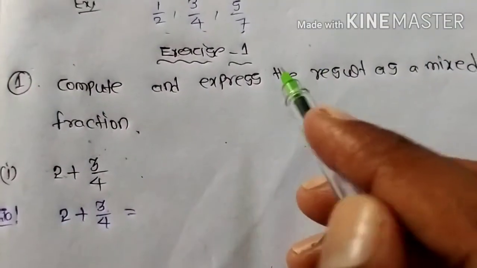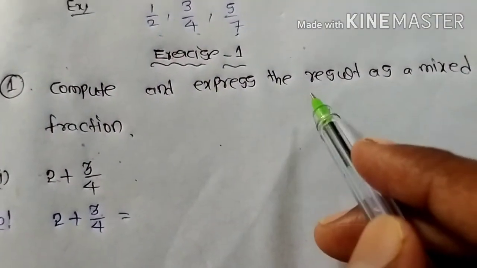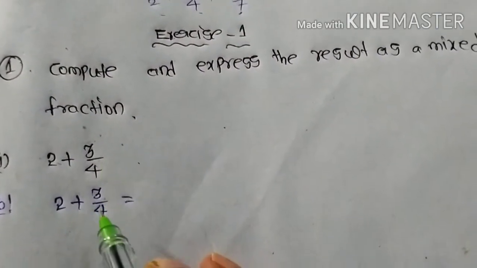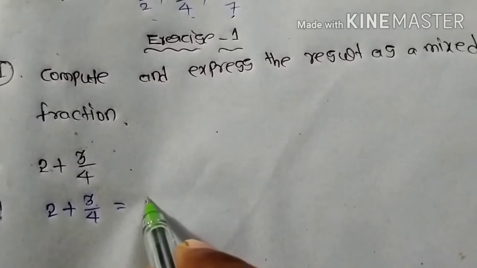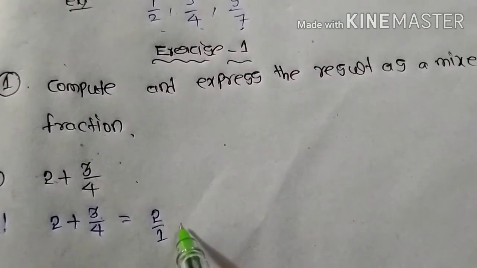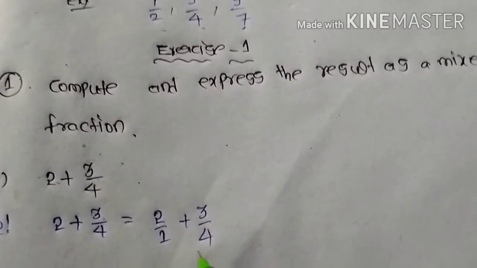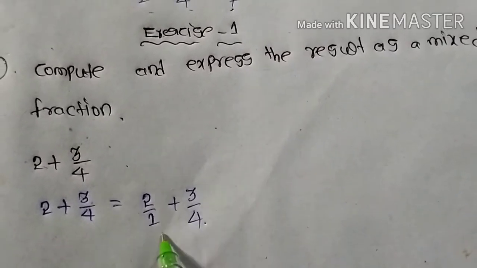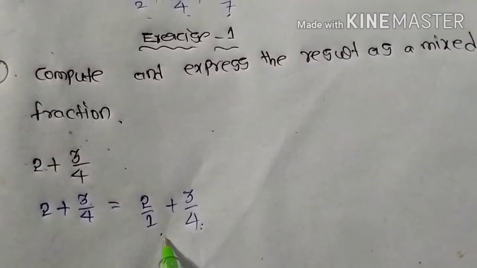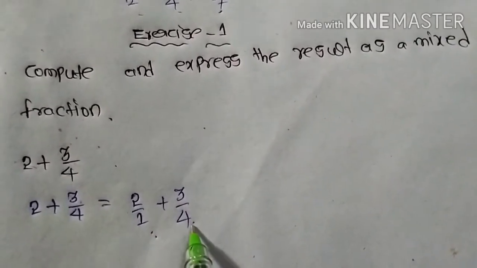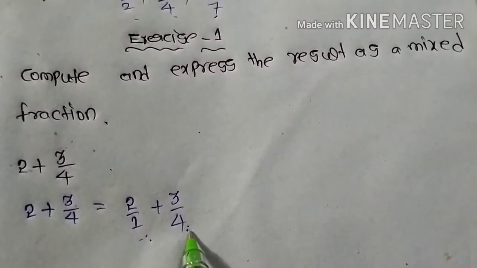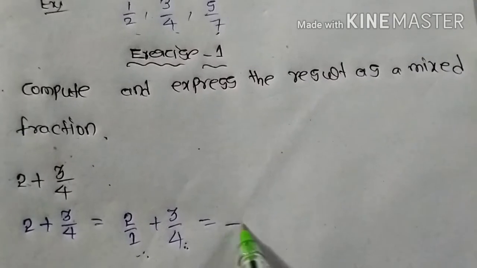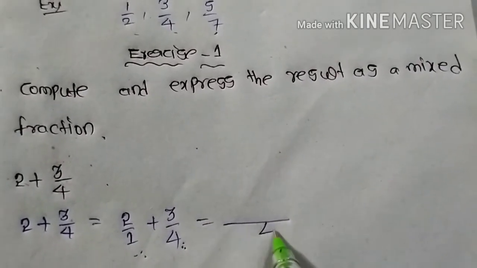Now you can see here chapter 2 exercise 1. Compute and express the result as a mixed fraction. What they have given you can see here: 2 plus 3 by 4. That means 2 can be written as 2 by 1 or not? Yes or no? Plus 3 by 4. Now you need to find, these two are unlike fractions. So you need to find the LCM of 1 and 4. You can find the LCM or you can do cross multiplication, whichever is better for you. See, I am doing it by LCM. What is the LCM of 1 and 4? 4 only. Yes or no? Yes.